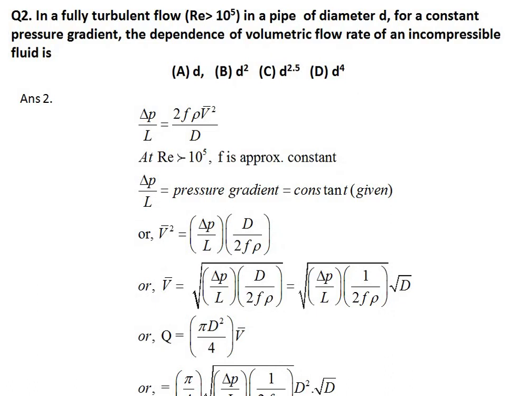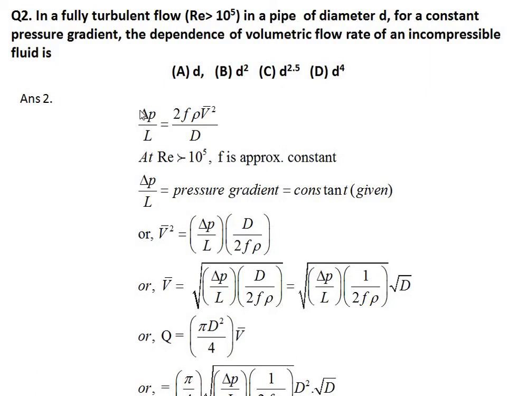Now let us move to another example. In a fully turbulent flow, Reynolds number greater than 10 to the power 5, in a pipe of diameter d, for constant pressure gradient, the dependence of the volumetric flow rate of an incompressible fluid is given by what? Option A is d, option B is d square, C is d to the power 2.5, D is d to the power 4.